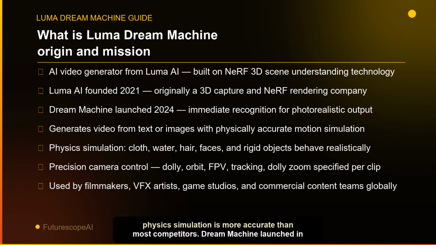Dream Machine launched in 2024 and immediately drew attention for the realism of its output. It generates video from text descriptions or still images, with cloth, water, hair, faces, and rigid objects all moving in physically plausible ways. Camera control is specified per generation. Dolly, orbit, first-person view, tracking shots, and dolly zoom are all supported. The platform is used by professional filmmakers, VFX teams, game studios, and commercial production teams worldwide.